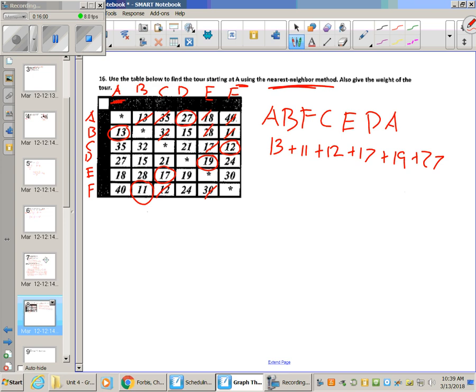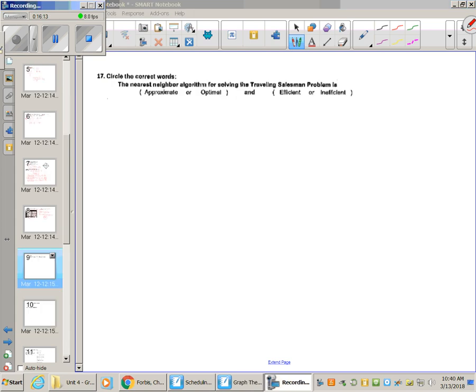And the chart you're going to get on the test is going to be about that size. So just be prepared on how to do that. And that total weight, I believe, is 99. Okay, so remember, I'm going to ask this kind of question again on the test, and being able to distinguish between nearest neighbor and brute force.